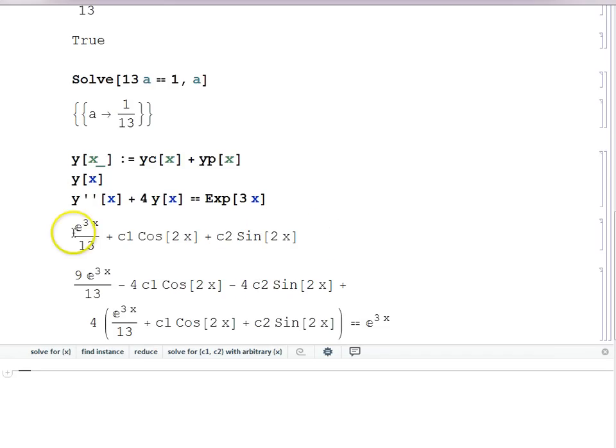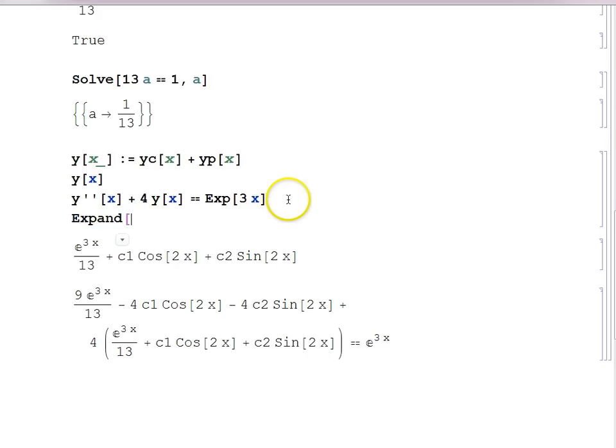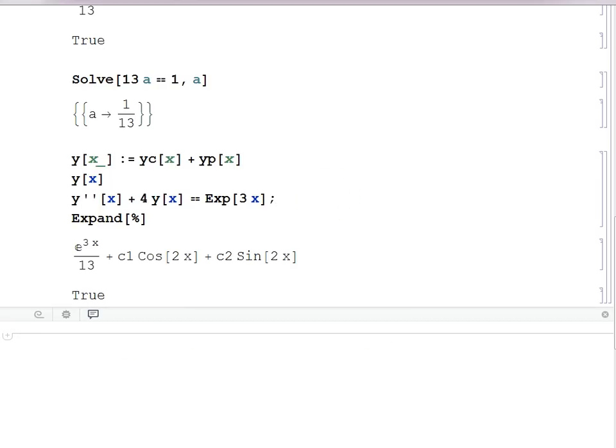Certainly doesn't look like it, but we'll cover that mess up and see what it looks like expanded. Ah, and it's true. So it does solve the equation, and it represents all possible solutions to this equation, where this zeroes out.